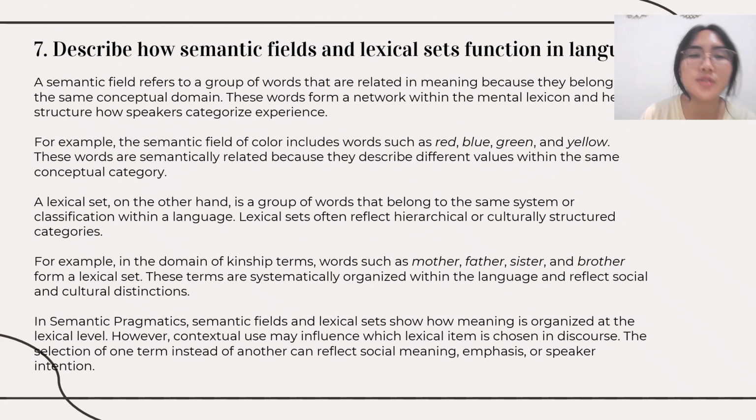The next is number 8: describe how semantic fields and lexical sets function in language. A semantic field refers to a group of words that are related in meaning because they belong to the same conceptual domain. For example, the semantic field of color includes words such as red, blue, green, and yellow. These words are semantically related because they describe different values within the same conceptual category.